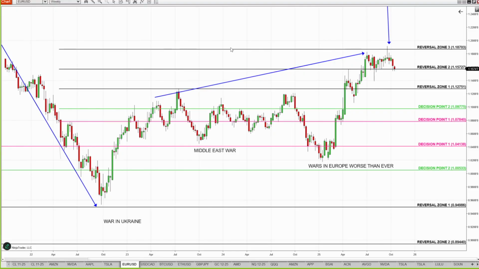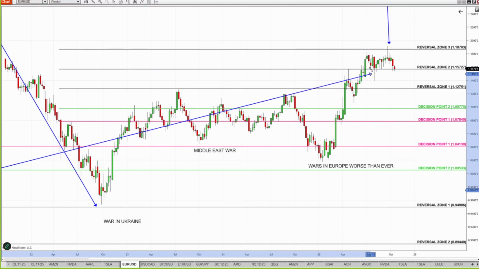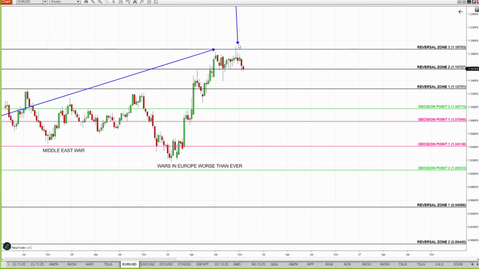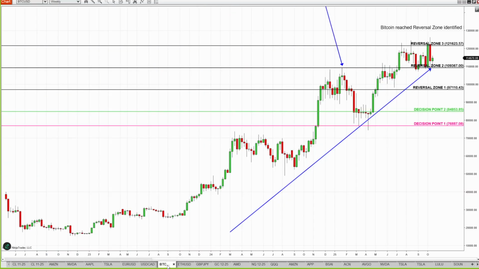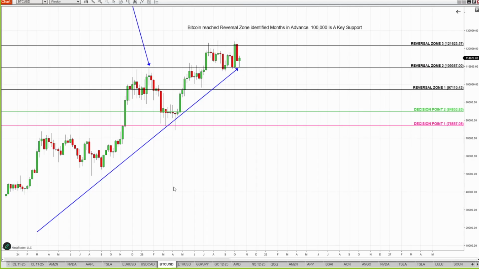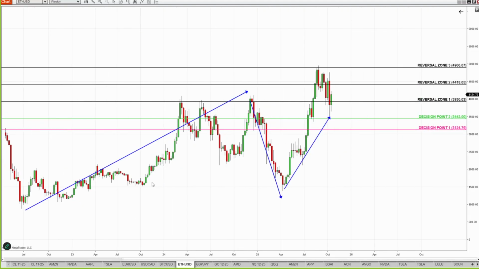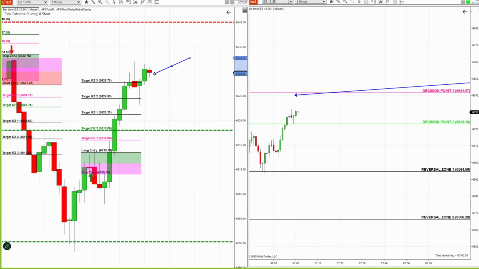Euro. Skyrocketed despite catastrophic war in Europe, and you knew this many months in advance. Right now euro selling off because it reached reversal zone. Bitcoin. Massive correction zone, 11,000 level is a lifeline for Bitcoin. Ethereum. Ethereum 3500 level is crucial. If you witness this ultimate precision to the tick and you understand the power of this.